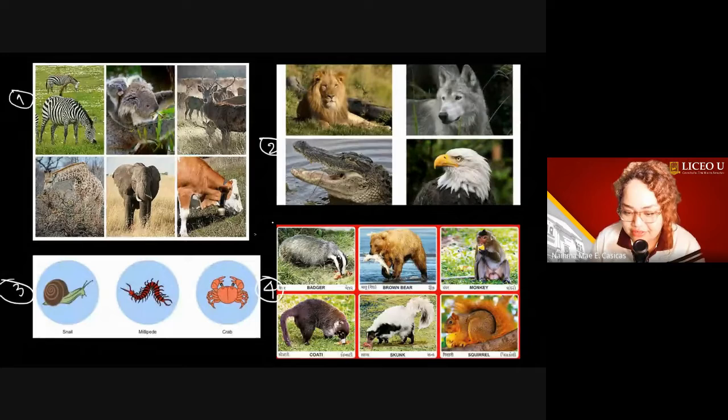Yes, these are omnivores. So they eat, for example, for bears, they eat salmons. Their favorite is fishes, majorly salmons. And then they love to eat berries and other fruits.